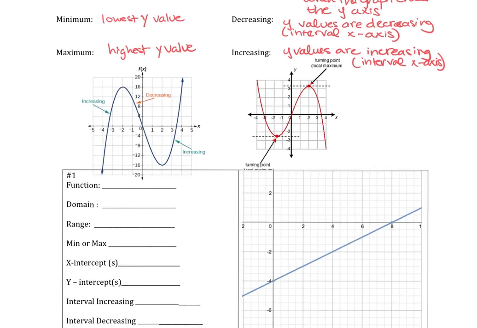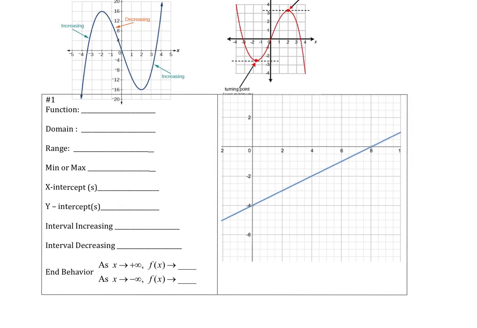So let's take a look at this linear graph here. This is a graph of a line, so this function is linear. Its domain, because my graph is going upwards forever and downwards forever, going left and right forever, is all real numbers, which we can write several ways, and any of those are fine. Because my graph is going upwards and downwards forever, my range is also all real numbers. There is no min or max on this graph. There's no highest or lowest y value.